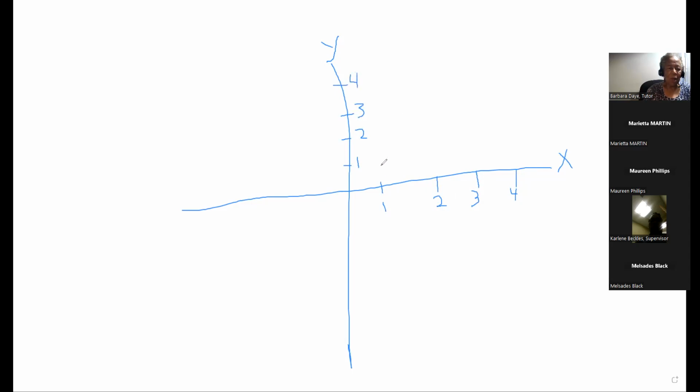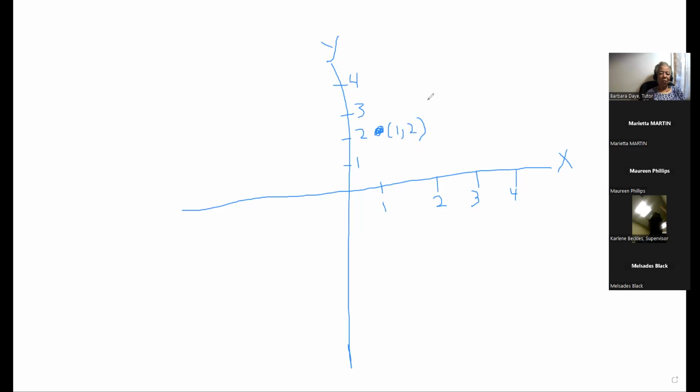Suppose I was at 1 and 2. So I put a dot here. At that point, X is 1 and Y is 2. So I can label it. You always put the X first: 1, 2, X, Y. Now, is that part clear? Yeah. All right. Now, let me go to 2 on the horizontal X, and then I'll go to 3 on the vertical.